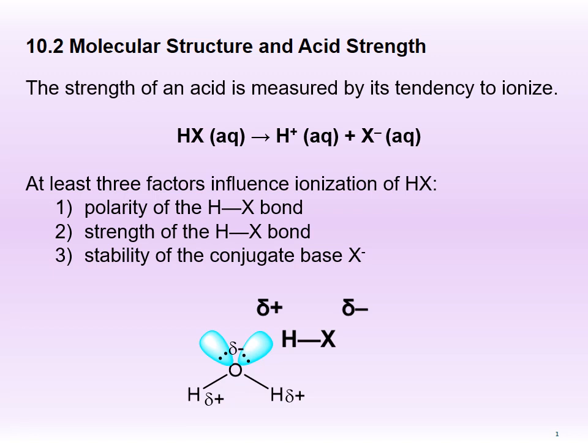Going by this reasoning, we would expect the most polar HF to be the strongest hydrohalic acid and the least polar HI to be the weakest hydrohalic acid. However, it turns out that this is not the case. The polarity of the HX bond is the least important factor in determining the acidity of HX. The other two factors are more important.